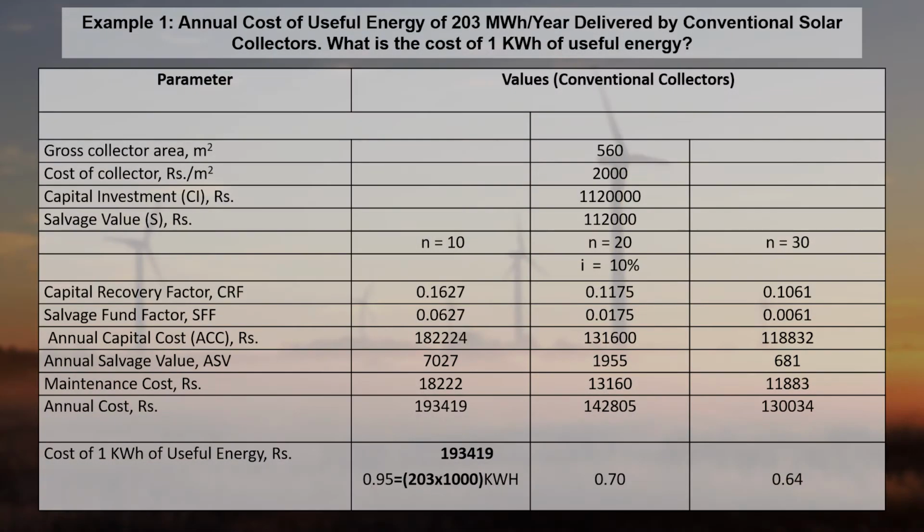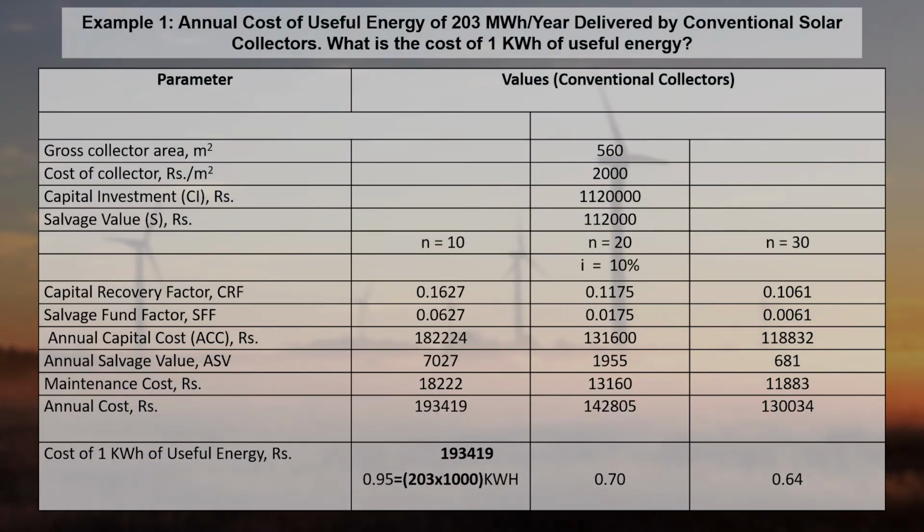First, we calculate the capital recovery factor. As I already discussed in the previous unit, how to calculate the capital recovery factor and the salvage fund factor. Capital recovery factor is calculated as I into (1 plus I) to the power n divided by (1 plus I) to the power n minus 1. Then the salvage fund factor is calculated by the following formula, that is I divided by (1 plus I) to the power n minus 1. Similarly, it is calculated for n equal to 20 years and n equal to 30 years. And here interest rate I equal to 10%.